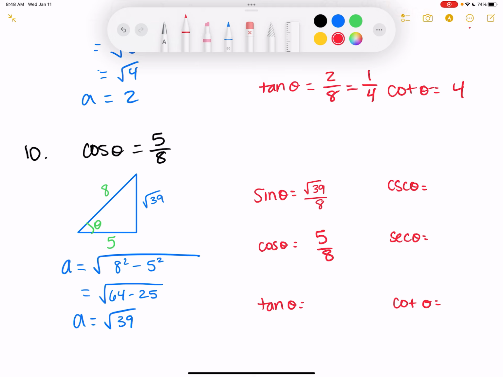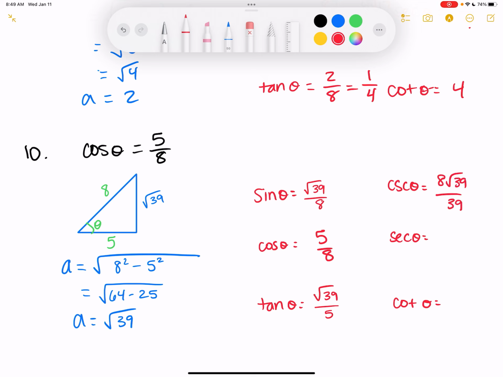What's tangent? Square root of 39 over 5. So cosecant of theta would be what? 8 square root of 39 over 39.